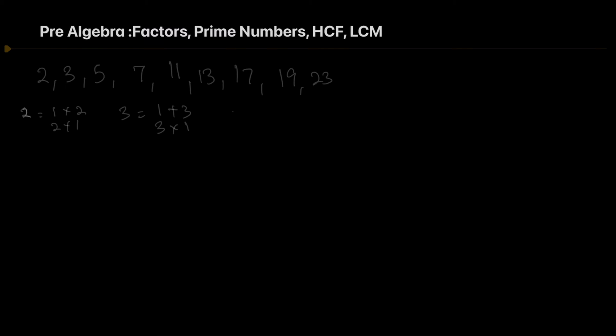The same thing goes for 5: 1 times 5. 2 cannot multiply to 5. 3 is not possible, 4 as well, and then you have 5 times 1. So you notice that in these numbers, you can only multiply by 1 to get them. This is what a prime number is.